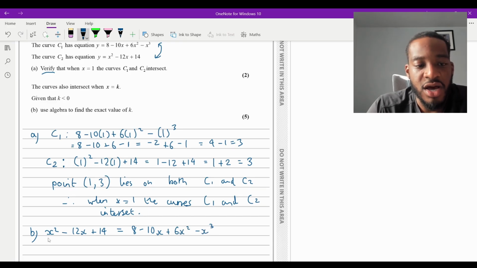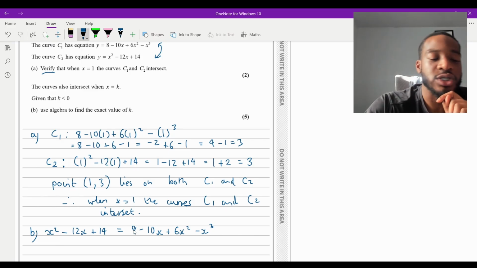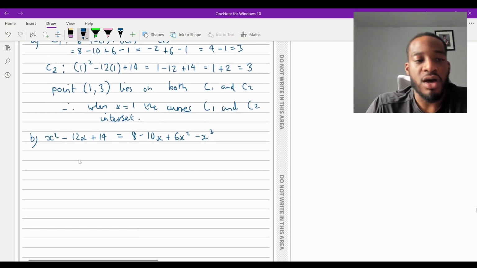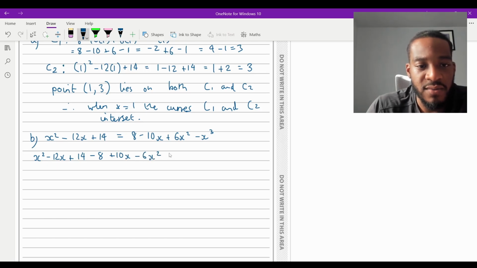Now, bear in mind, a solution to this is x is equal to 1, because we figured it out from part A. So just bear that in mind: x equals 1 is the solution to this equation. So what I need to do now is tidy up. It's a cubic because the highest power of x is a 3. So I'm going to move everything from right to left. So it's going to be x squared minus 12x plus 14, take 8, add 10x, take 6x squared, add x cubed, and this is all going to equal 0.